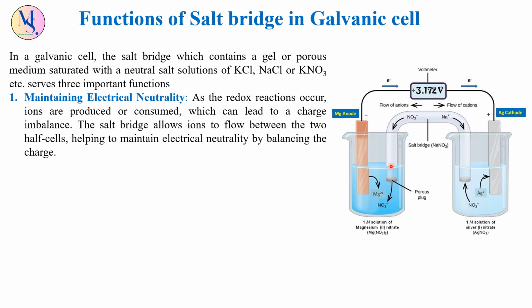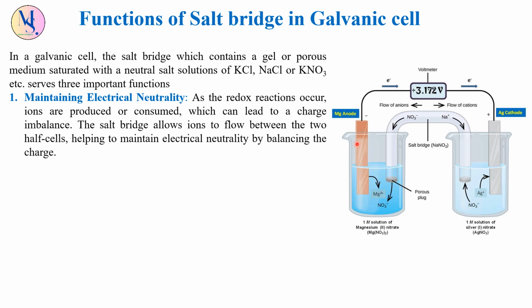Number one, it maintains the electrical neutrality between these two half cells because as a result of the redox reaction, the ions are produced or consumed in these two cells. For example, here you can see the magnesium anode, when it oxidizes, the magnesium ions are produced in the solution and this solution becomes rich in positive charges.